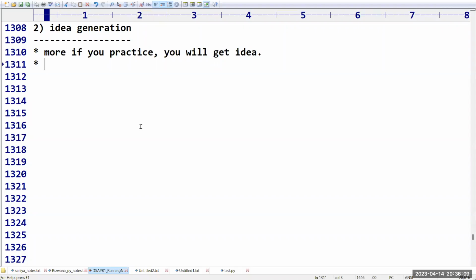One more thing, sir. Majority of students don't know about this. By practicing, you will get a pattern of a problem. Sir, you are able to see the pattern of a problem by practicing.